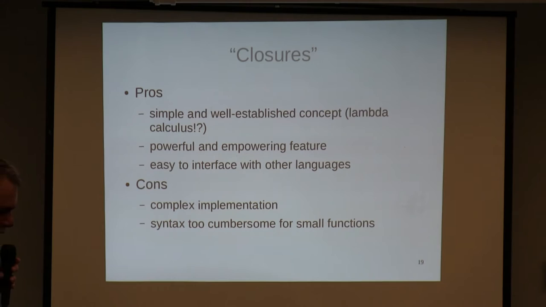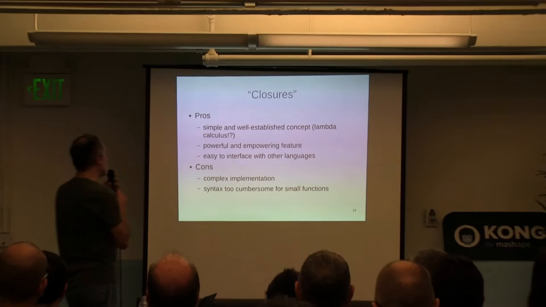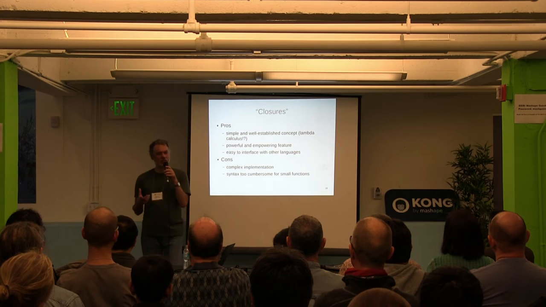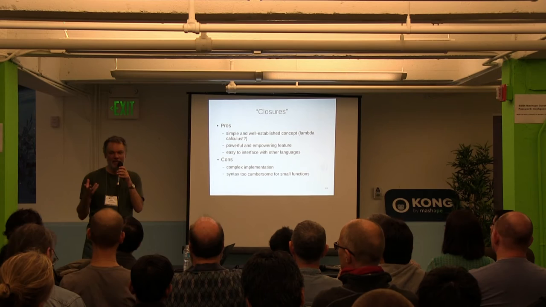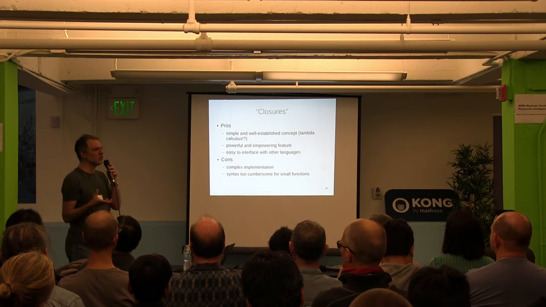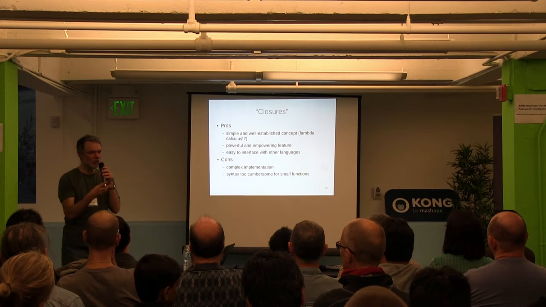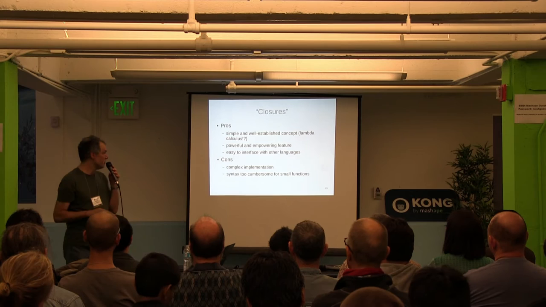So what's good about closures in Lua? It's a simple and well-established concept. Well, at least for people that understand lambda calculus. It's very powerful, but as I said, more than powerful, what I call an empowering feature, because it allows other features, for instance, tables. People that know Lua will always say, well, table is the main stuff of Lua, but a lot of things that we do with tables, we can only do because we have closures, and sometimes we don't pay attention to how important closures are to allow us to do what we do with tables.